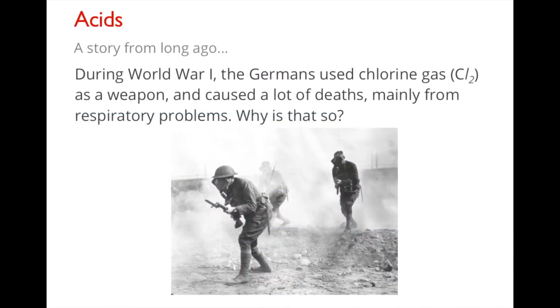Okay, now here's a story from World War One. In the past, Germans used chlorine gas as a weapon, and it caused a lot of deaths, mainly from respiratory problems. Do you know why that is so? At the end of the video, you will find out the answer.